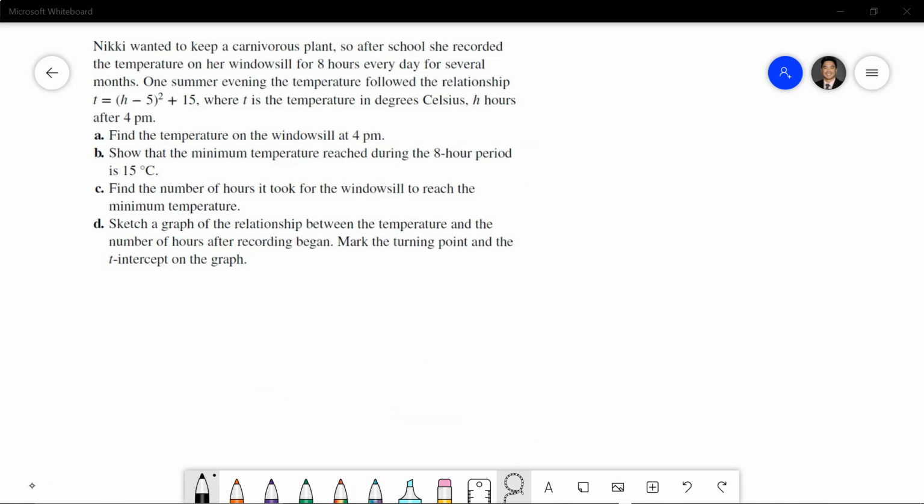Nikki wanted to keep a carnivorous plant. So after school, she recorded the temperature on her windowsill for 8 hours every day for several months. That's a lot of work there. One summer evening, the temperature followed the relationship of that formula. T represents temperature and H represents the hours after 4 p.m. Okay, because I guess this is something that she does after school.